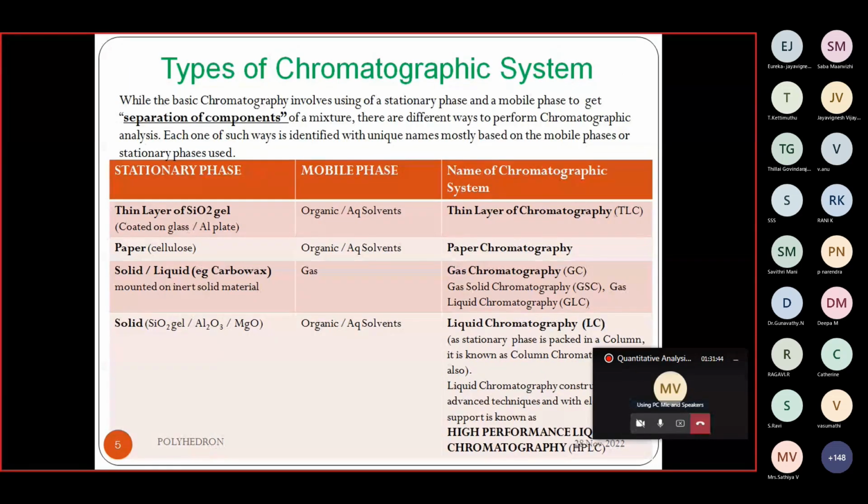And every one of us would have heard, not just chromatography, but we will come across the words thin layer chromatography, liquid chromatography, column chromatography, gas chromatography, paper chromatography, and all. So these are all, there are no hard and fast rules.